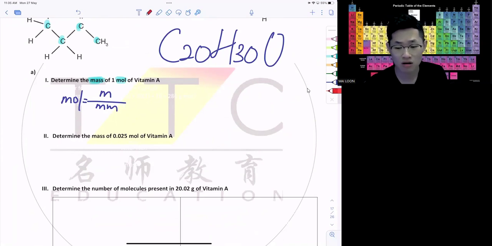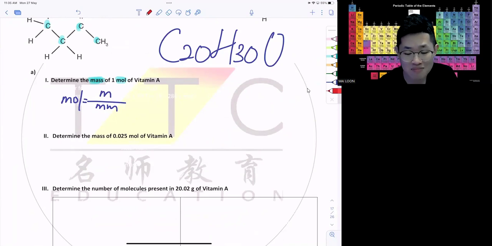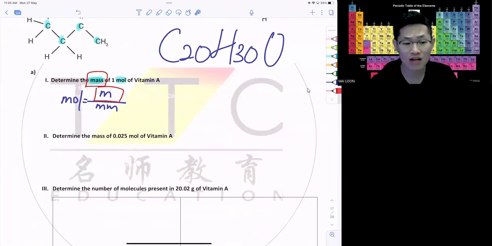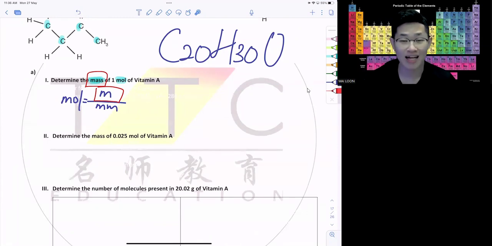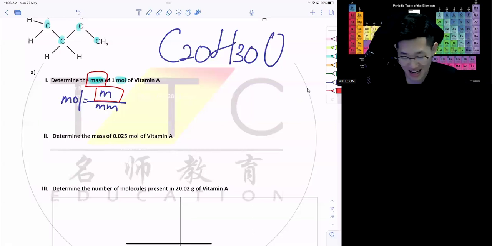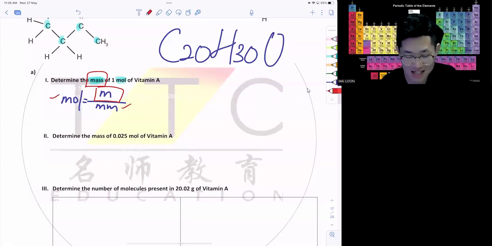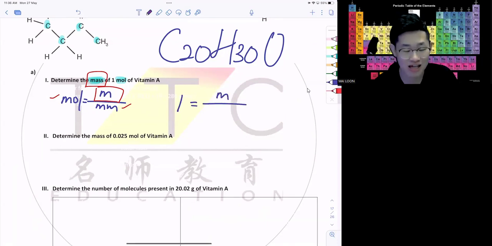What do I mean by sub in the correct value? First, you have to know what the question is asking for. They want you to find mass. Then you have to make sure that this mass is locked. Don't sub in anything for the mass. I have to sub mole and molar mass. They say 1 mole, so I sub 1. Mass cannot touch. Put there as M.